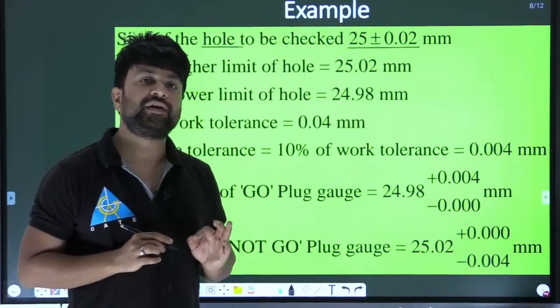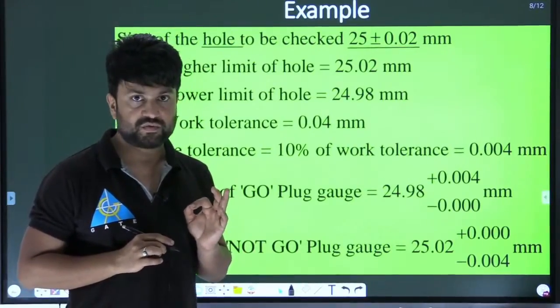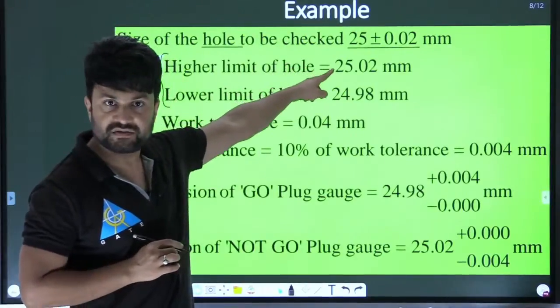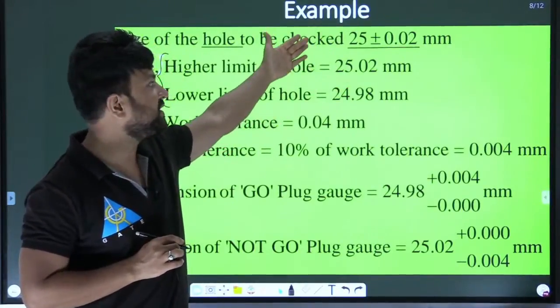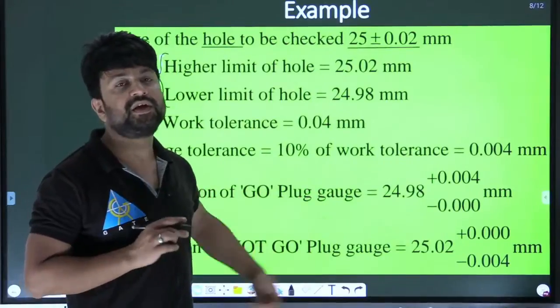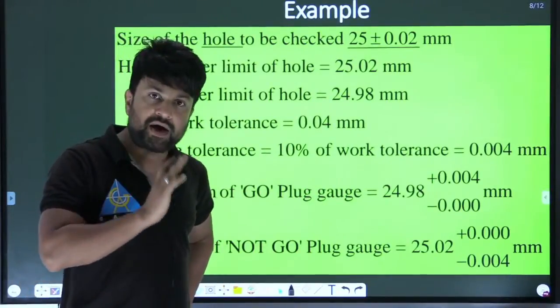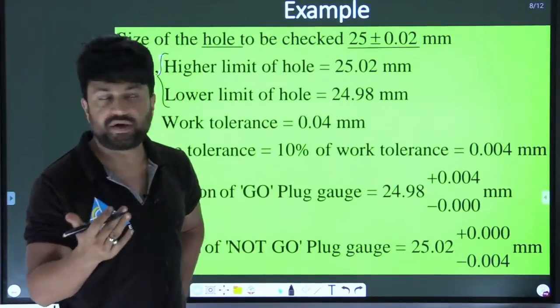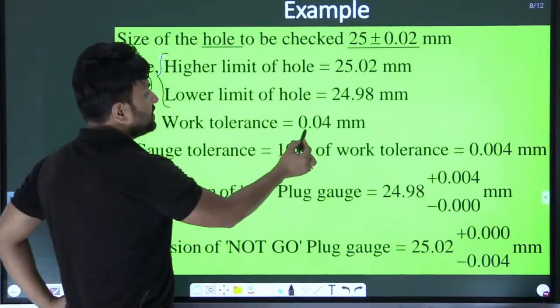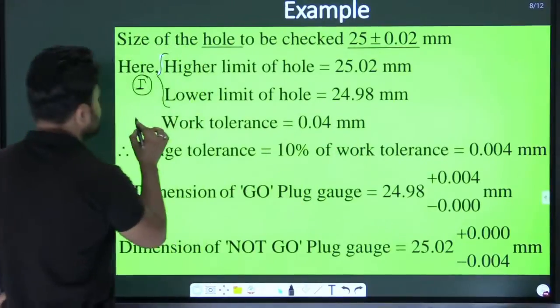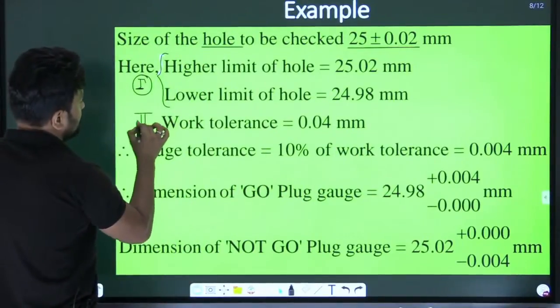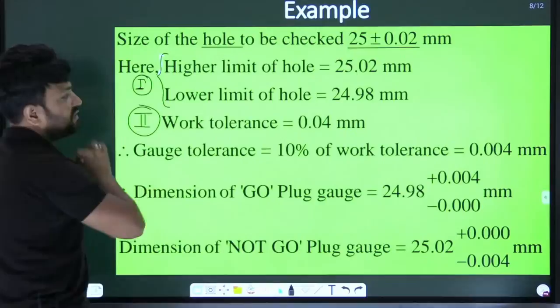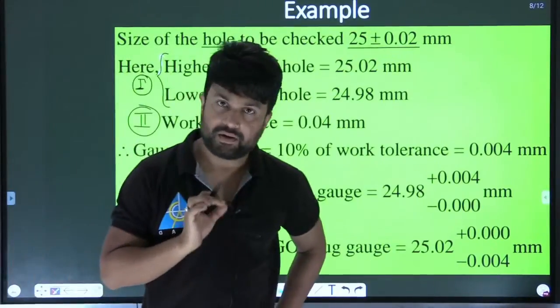Now the second step. You have to find the tolerance which is present on the workpiece, right? So what will be the tolerance? As you know, you can do the higher limit minus the lower limit, or the upper deviation minus the lower deviation. You will get 0.04 mm. So this is the second step: you have to find the tolerance of the workpiece.